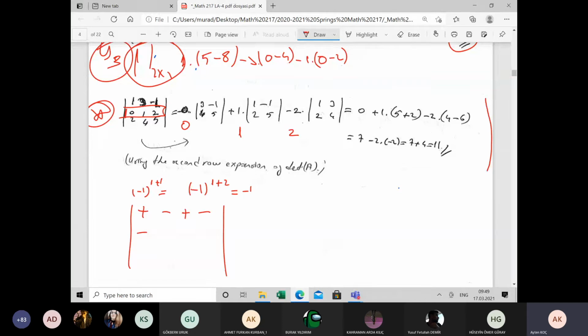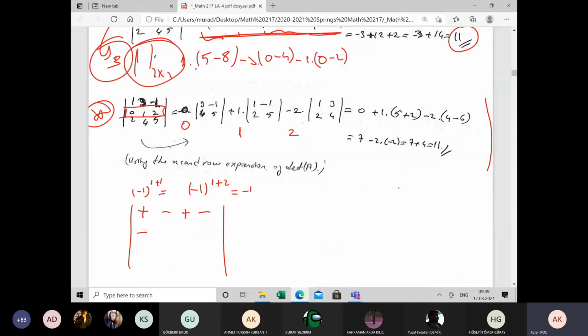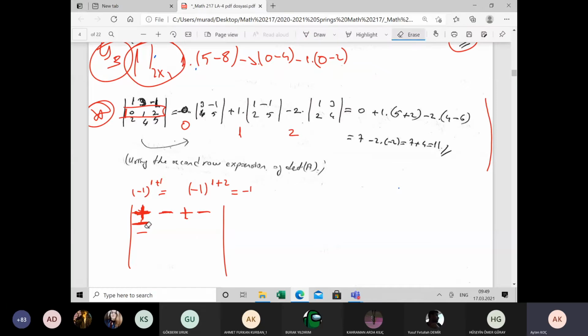And the next row starts with not plus, because this one is plus. So, and minus, plus, minus, plus. And the next one, yes, plus, minus, minus. And the next one, minus, plus, minus, plus. This one is 4 by 4.